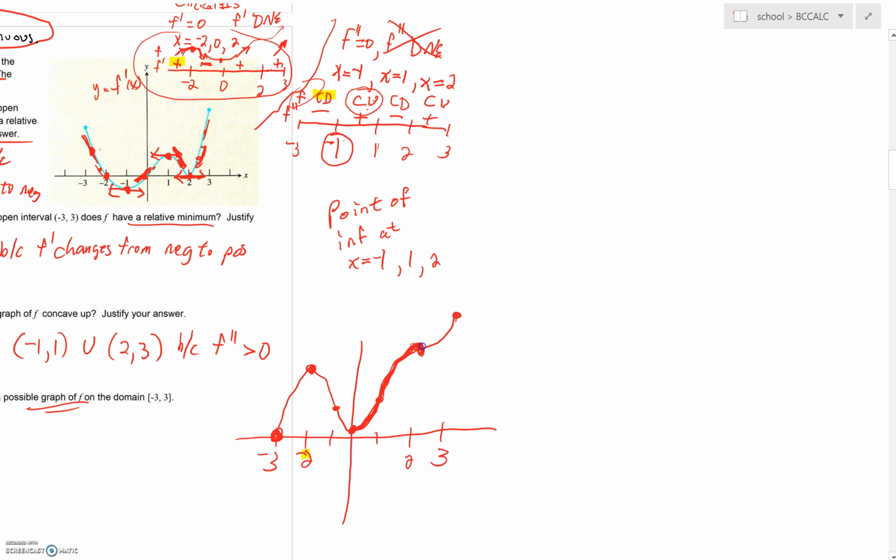So hopefully this is making some sense. You can see from this graph there's only a local max over here. There's a local min at x equals 0.